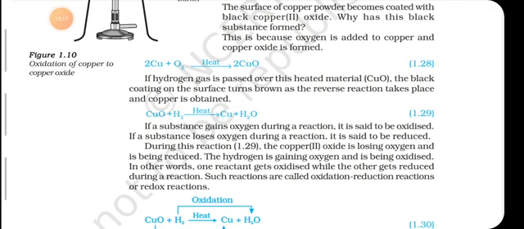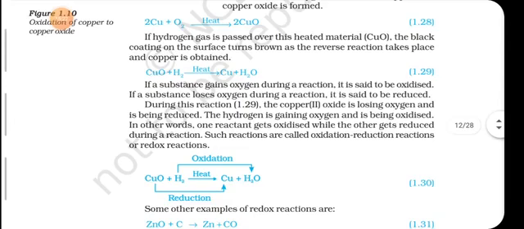See, in the following reaction, 1.29, you can see CuO plus H2 gives Cu plus H2O. If copper oxide reacts with dihydrogen, it gives you copper plus H2O. In copper oxide the oxygen was present and now it is losing oxygen to form copper. And in hydrogen there was no oxygen, but now it is gaining oxygen to form water.